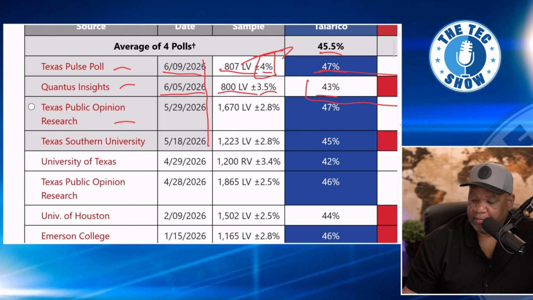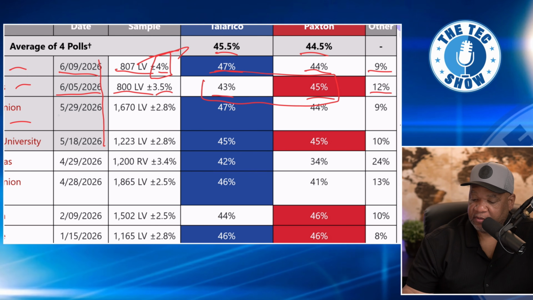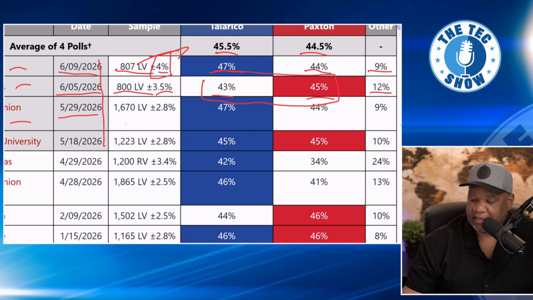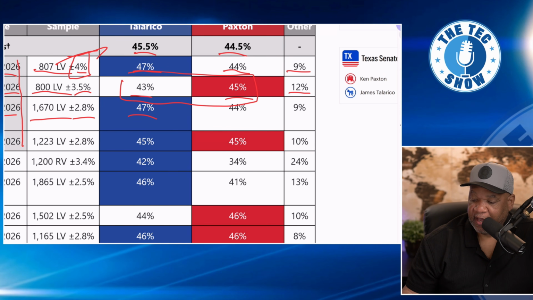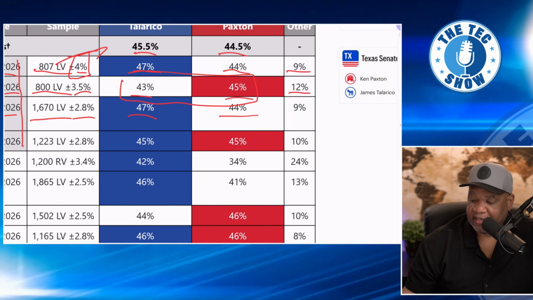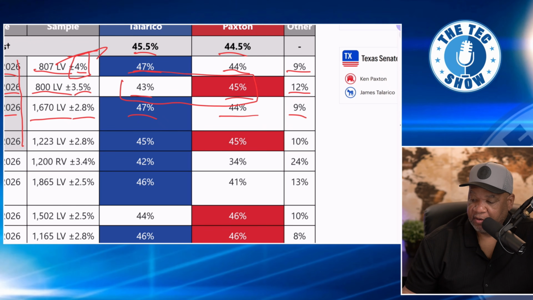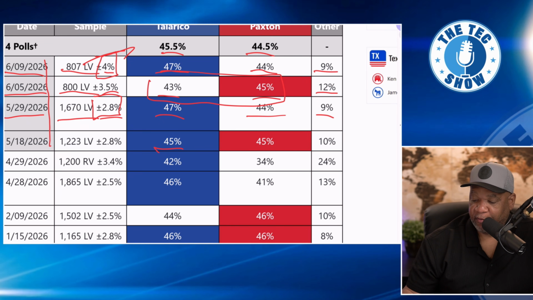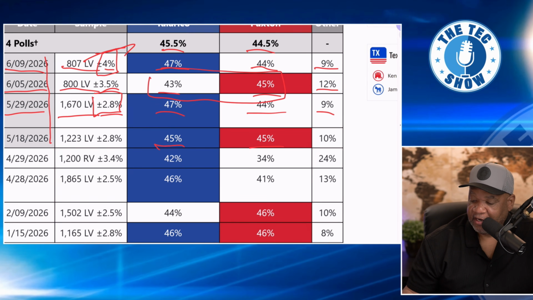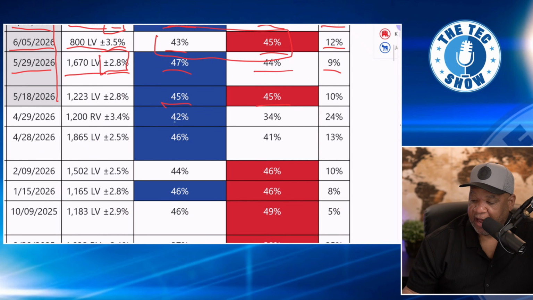Looking at the Texas Public Opinion Research, this was posted on 5/29/2026, 1,670 likely voters. You have the margin of error plus or minus 2.8%. You have Talarico at 47%. You have Paxton at 44%. You have other at 9%. And this is yet another poll that falls within that margin of error, so there's no clear leader. So you guys kind of understand. We have this one, 45-45. This is no clear leader there. Then we have this one here.